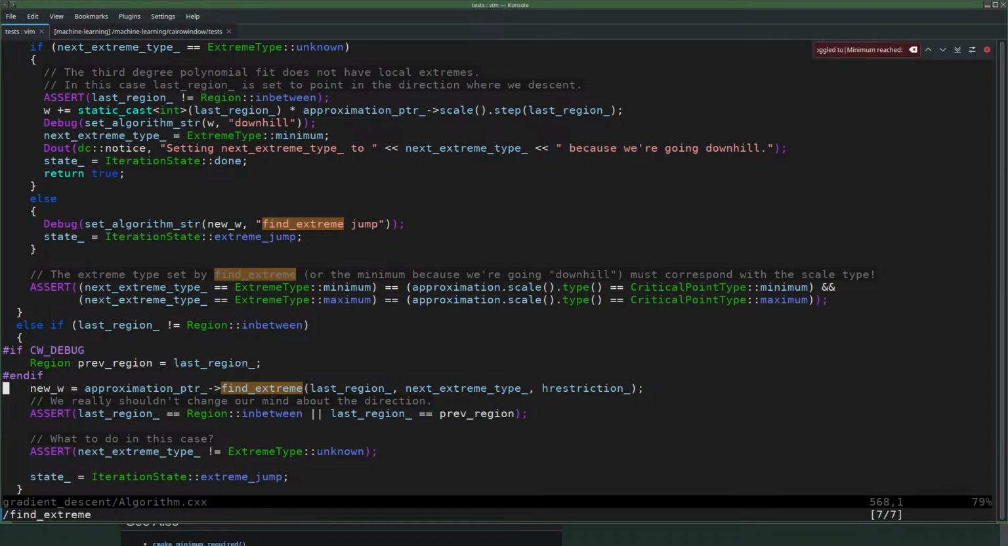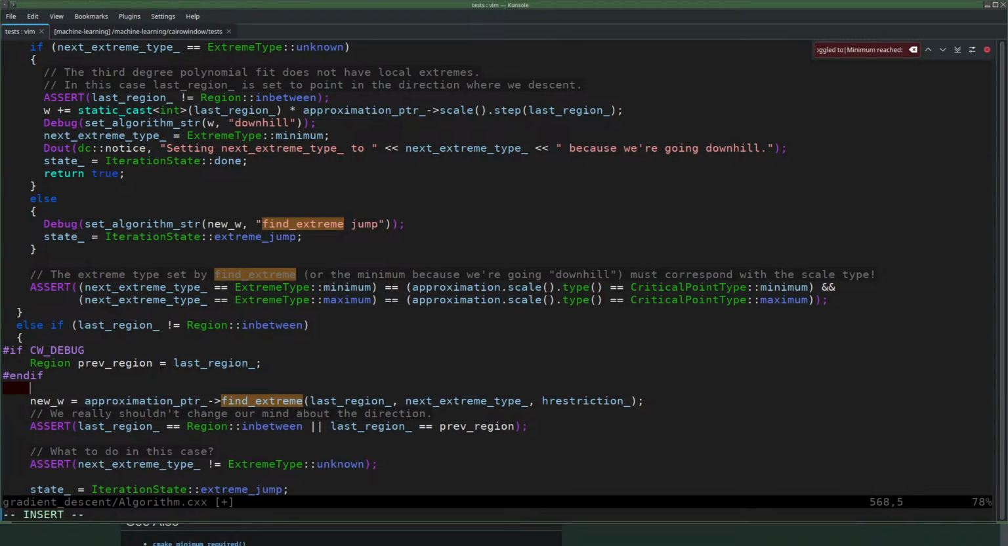I think I have to call it again. This must actually be correct, right? I mean, I'm just calling find extreme, and then we get a new W. And then maybe that new W is based on that value. We decide that we did find the minimum. In which case I would need this call. Let's put a breakpoint here. Let's put a sensible breakpoint.